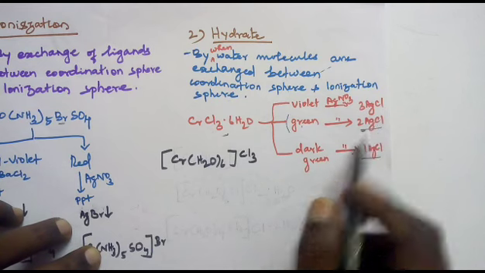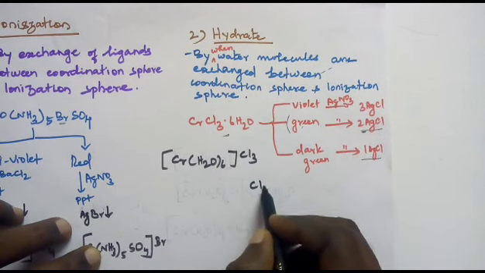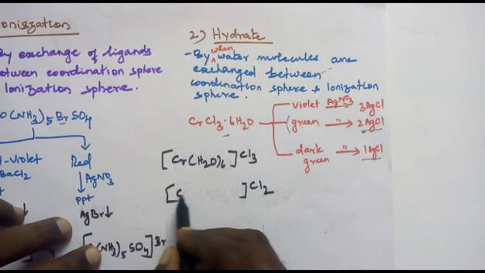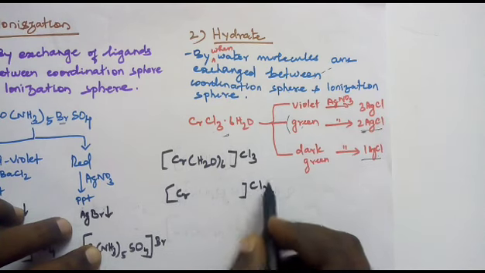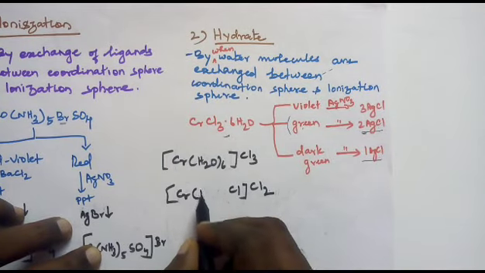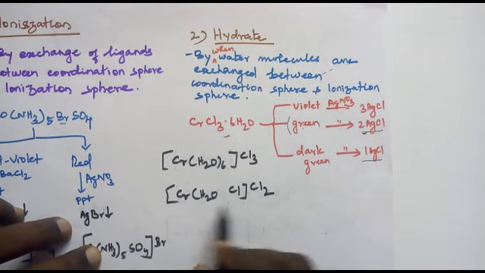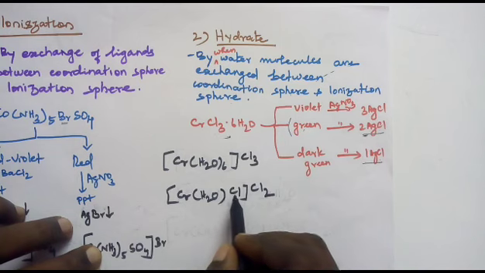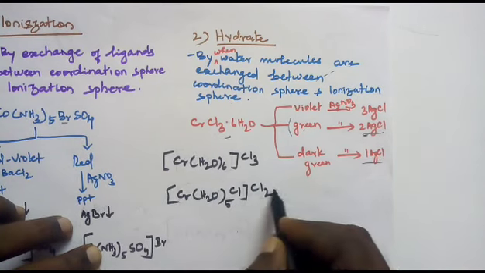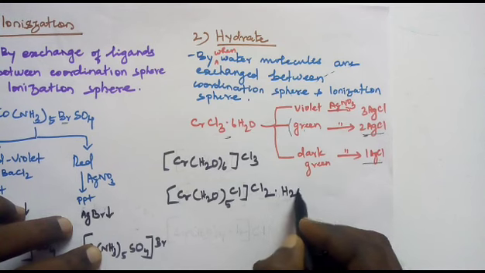And the next one: 2 chlorides outside. So write the remaining: chromium, and 2 chlorides outside means 1 chlorine comes inside. Write the remaining, H2O. This is an octahedral complex, so already there is 1 ligand. So write the remaining as 5. So 1 water molecule comes out of the sphere.